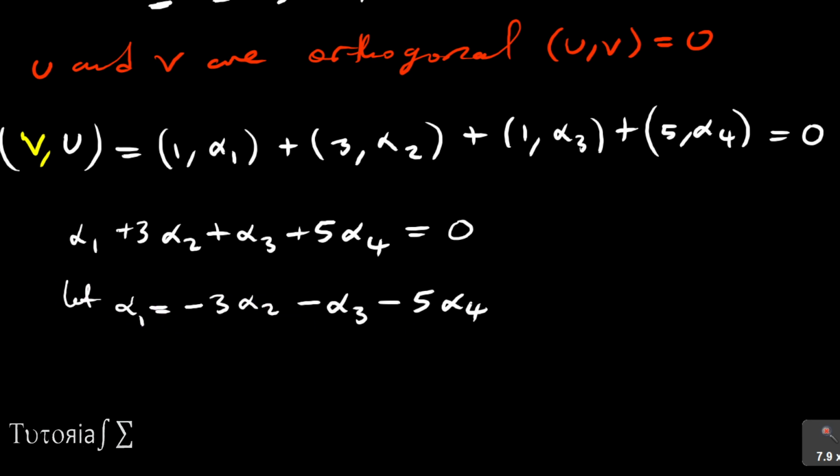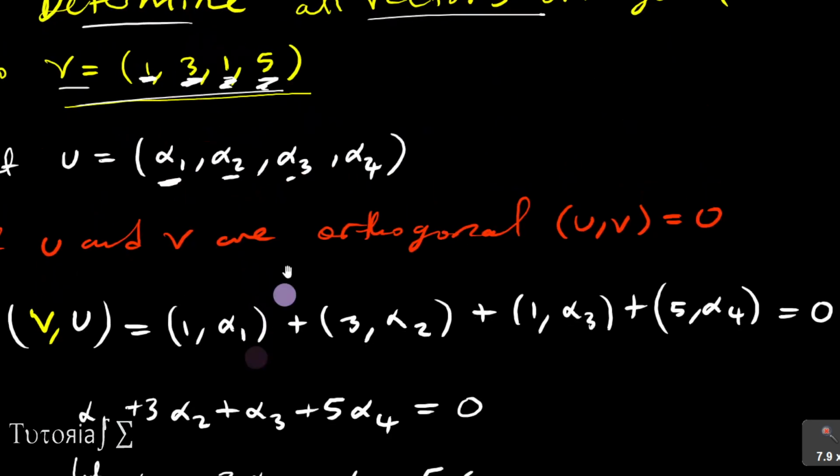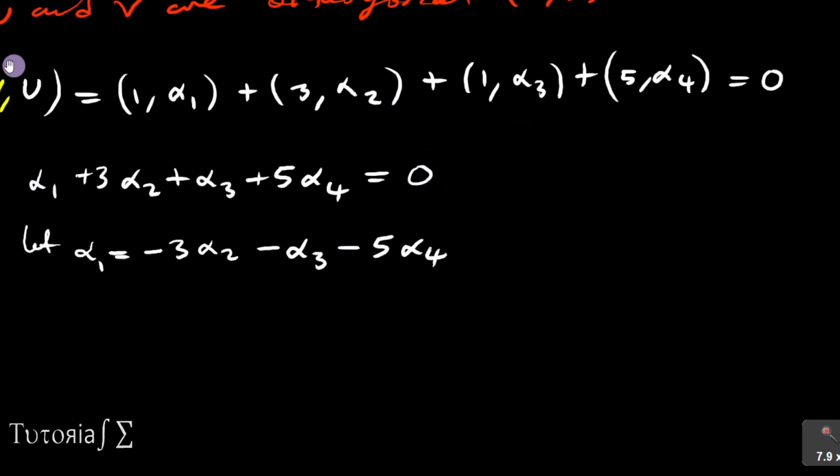Okay, then from here what you're going to do is remember this vector that you had, which is your u, which is equal to this. So remember your u was equal to, we can even write it in columns. So let's write it in columns so that we have alpha 1, alpha 2, alpha 3, and alpha 4.